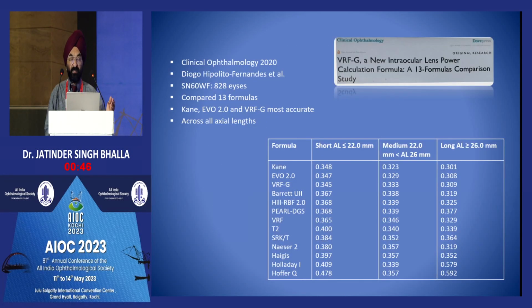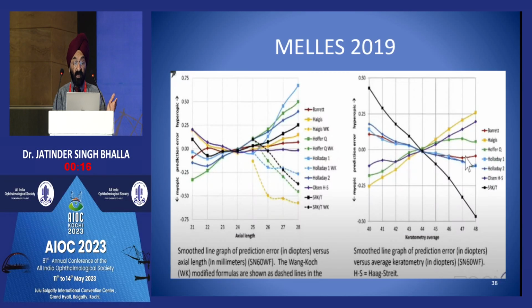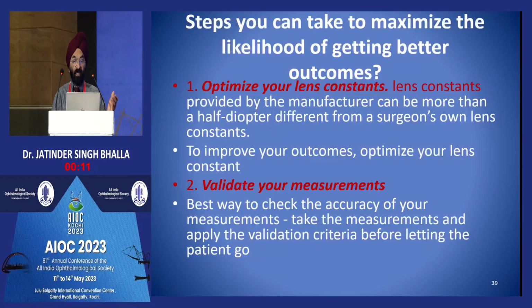And this was a meta-analysis which was published in the Journal of Cataract and Refractive Surgery, in which they compared all these formulas in shorter axial length, medium axial length between 22 to 26, and longer axial length more than 26. And you will find that the formulas which are best performing are Kane, followed by EVO, followed by VRF, Barrett Universal 2, Hill RBF, Pearl DGS. SRK/T is not there in the first 5 or 6 best performing formulas. This was another meta-analysis which was published by Melles in 2019, and it also gives us almost similar results.